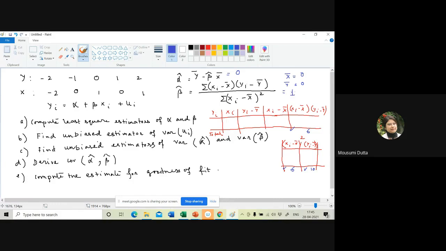So given the raw data, you need to calculate summation xi minus x bar into yi minus y bar for the numerator of beta hat, and summation xi minus x bar whole square for the denominator of beta hat. Put in the values and you will get the value of beta hat OLS. Once you get beta hat OLS, use y bar, x bar and beta hat OLS to calculate the value of alpha hat OLS.